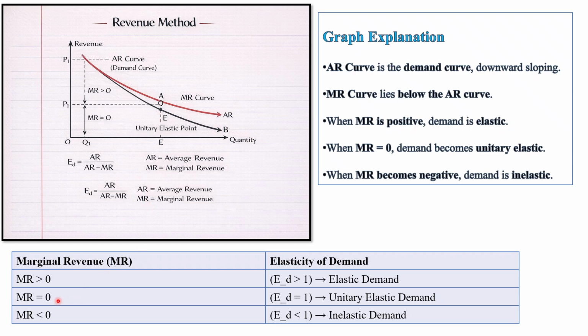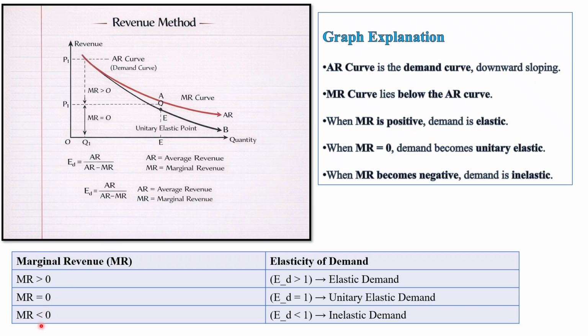Now, the next is marginal revenue equal to 0. When marginal revenue is 0, the elasticity of demand is in the unitary position. Here you have seen that marginal revenue becomes 0, so the total revenue becomes maximum at this point, as you have seen in the graph. You can also see total revenue instead of average revenue also. So when marginal revenue is equal to 0, there is unitary elastic demand.